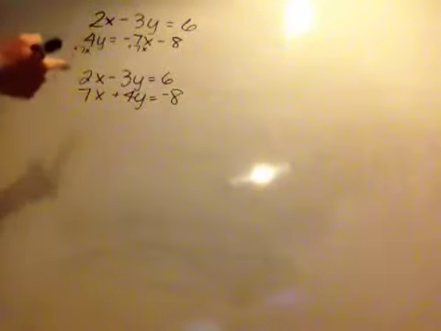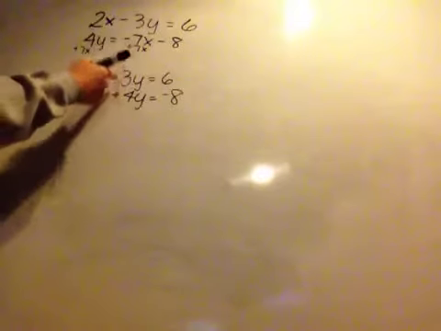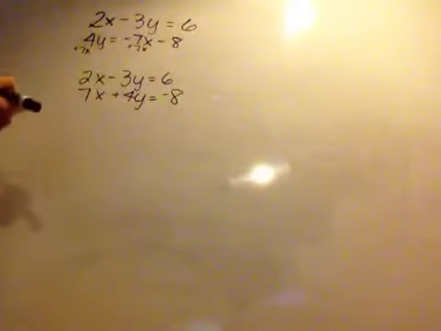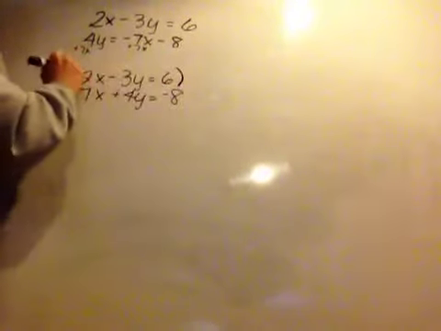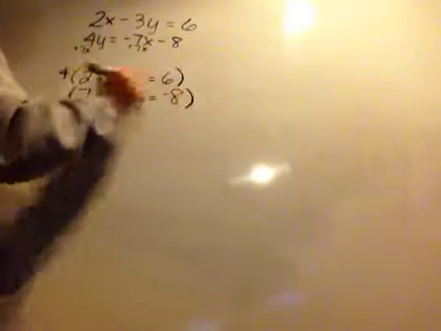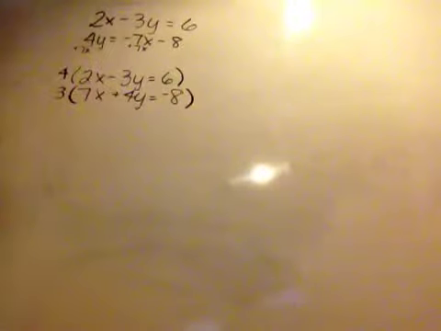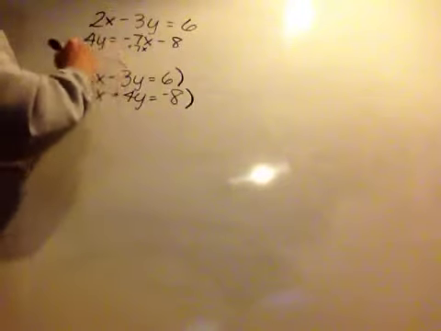So in order to eliminate them, you can either just multiply them by each other, or if there's a smaller number that they both go into, you can use that. There isn't a smaller number here, so I'm going to multiply the top equation by 4 and the bottom equation by 3. The least common multiple of 3 and 4 is 12. So I'm going to distribute those.